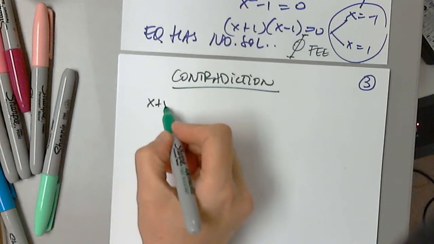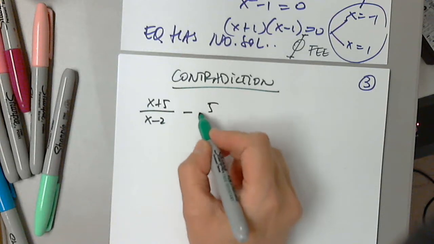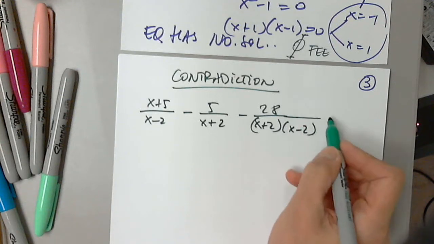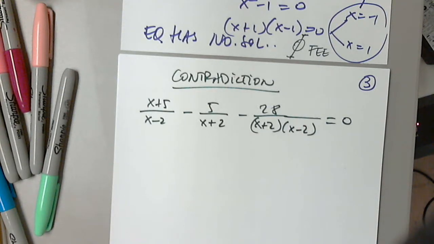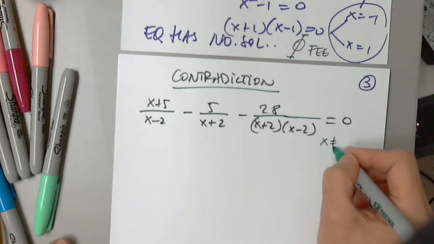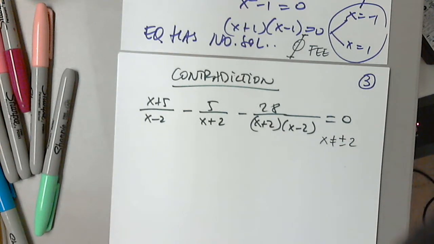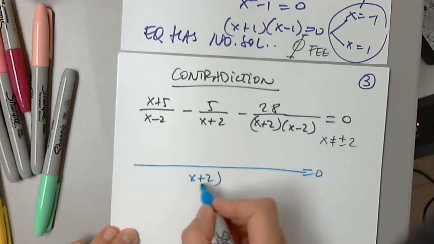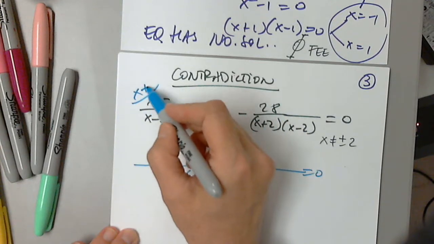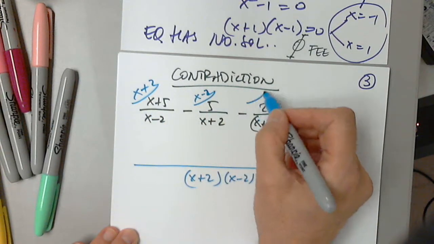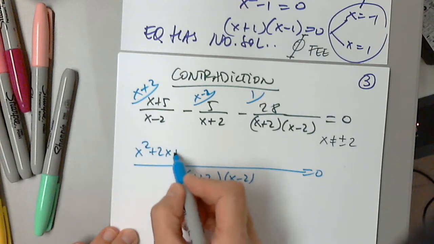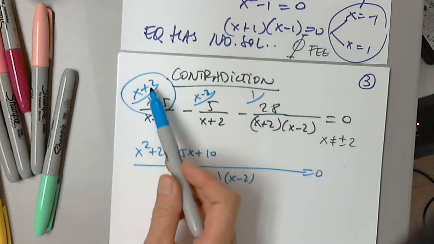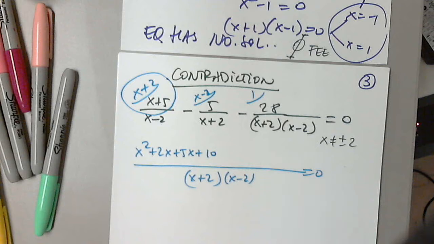So we have x plus 5 over x minus 2, minus 5 over x plus 2, minus 28 over x plus 2 times x minus 2, equals 0. I skipped the first few steps, and x does not equal plus or minus 2. Is this okay so far? Yes? Then the least common denominator is x plus 2 times x minus 2. So this is x squared plus 2x plus 5x plus 10. You have to use FOIL here.